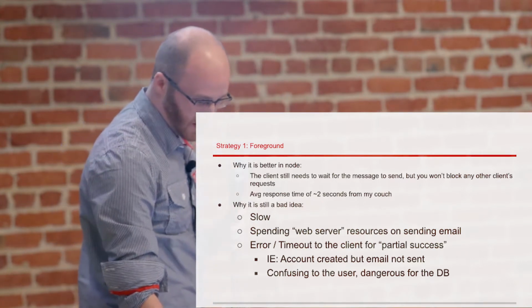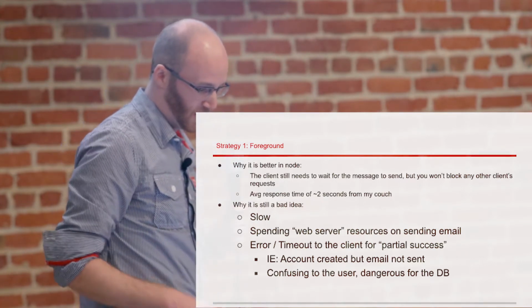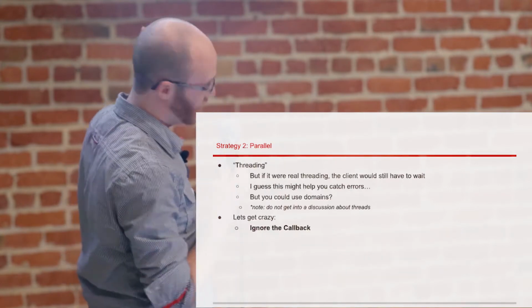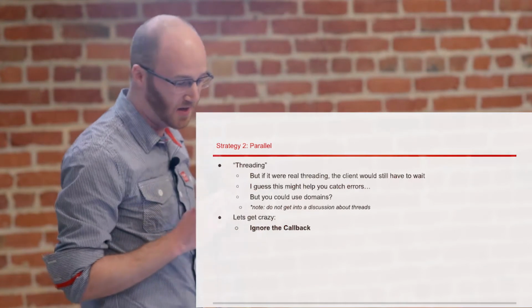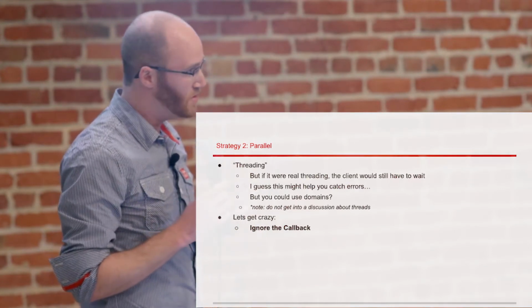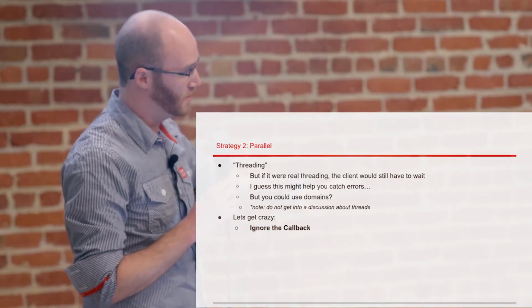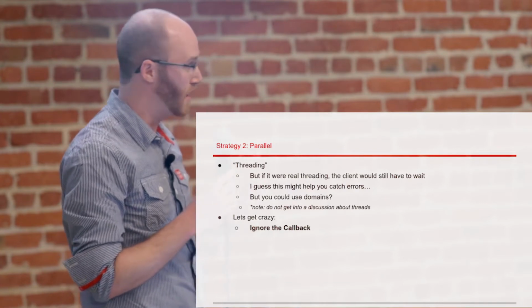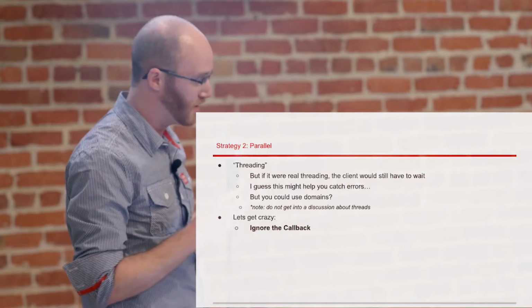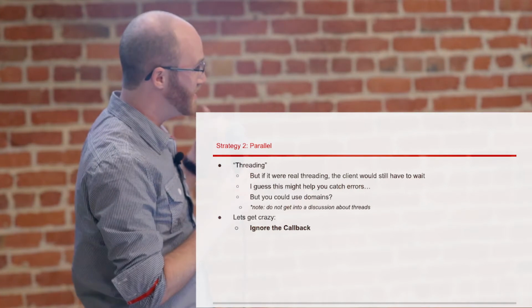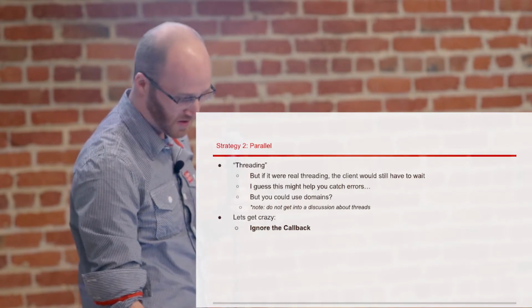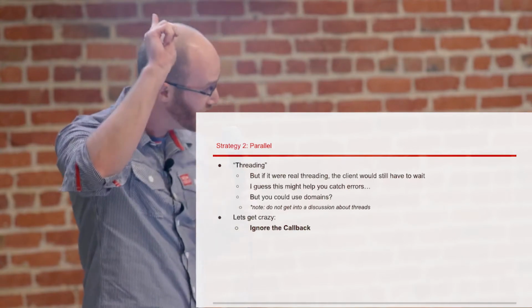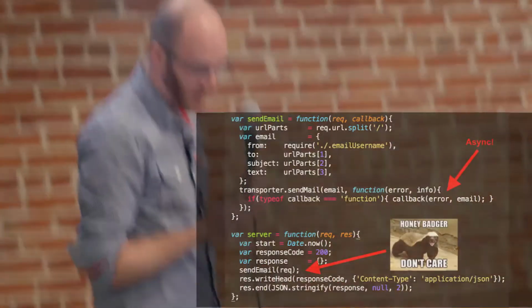So let's go with the next one. What's the next way we can do this? I have a note to myself. We're not going to talk about actual threads here. That's a dangerous topic, especially in Node. But what can you do to pass on the work of sending the email to another background thing? Can't use the word thread. What that means in Node is you can just ignore the callback. That is a thing you can do. It is not recommended. Again, don't ever do this, but it's allowed.